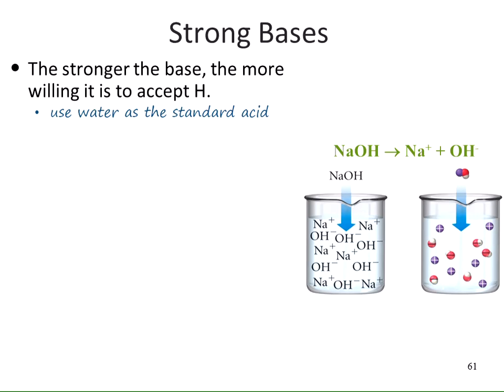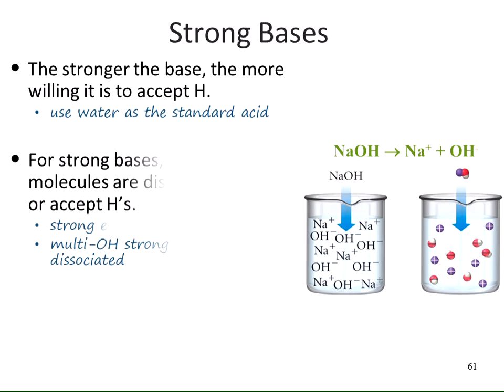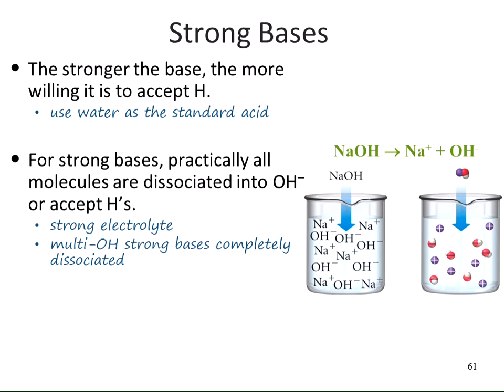Now the stronger the base, the more willing it is to accept protons, and we're using water as the standard acid. For strong bases, practically all molecules are dissociated into hydroxide ions, or they all accept protons. They are strong electrolytes, and multi-hydroxide strong bases are completely dissociated. The hydroxide concentration is going to be equal to the strong base concentration times the number of hydroxide ions. So you have to take into account the number of hydroxide ions in the balanced chemical equation. So the strong base concentration will be equal to the hydroxide concentration in that example.